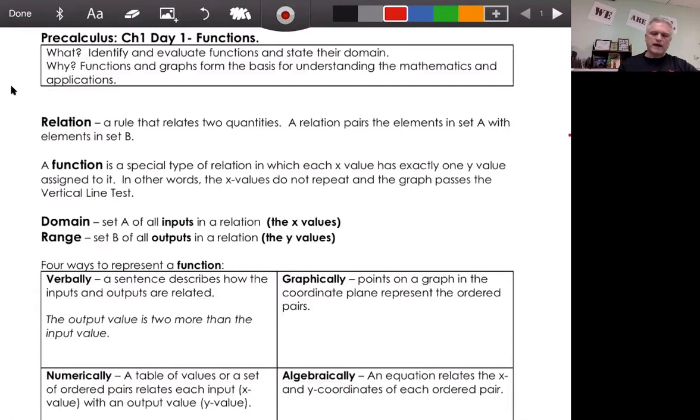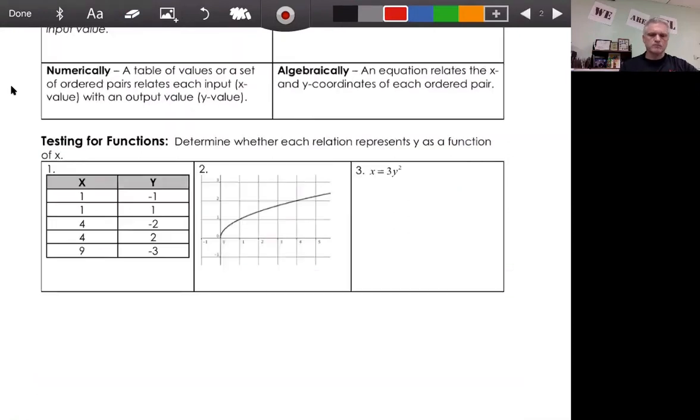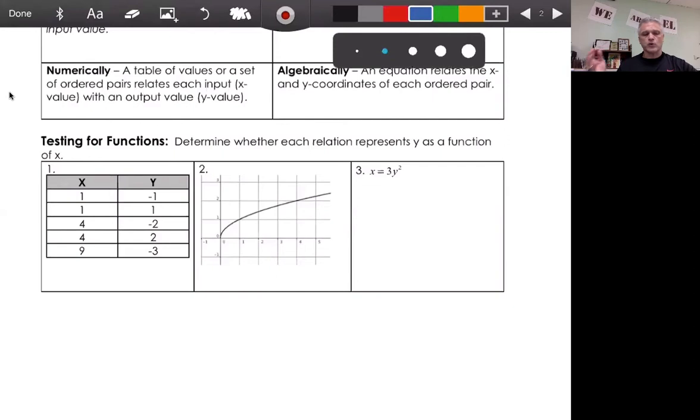Algebra comes down here. You can do a graph; you can plot your points. You can have a table, so you can represent a function numerically. You can also algebraically come up with an equation that may show your relation, your function. If we scoot down this page just a little bit, we see three of the different methods of expressing functions or relations, and we want to see if these relations are functions or not.